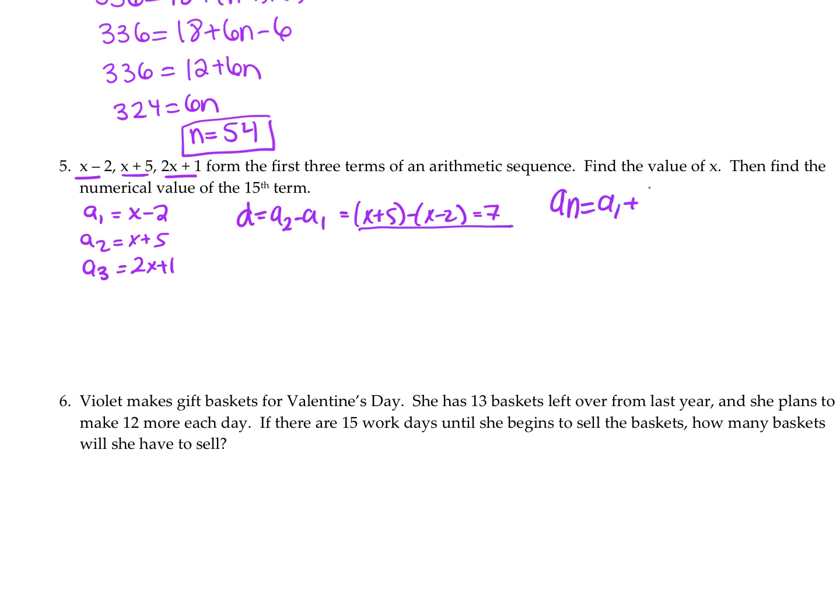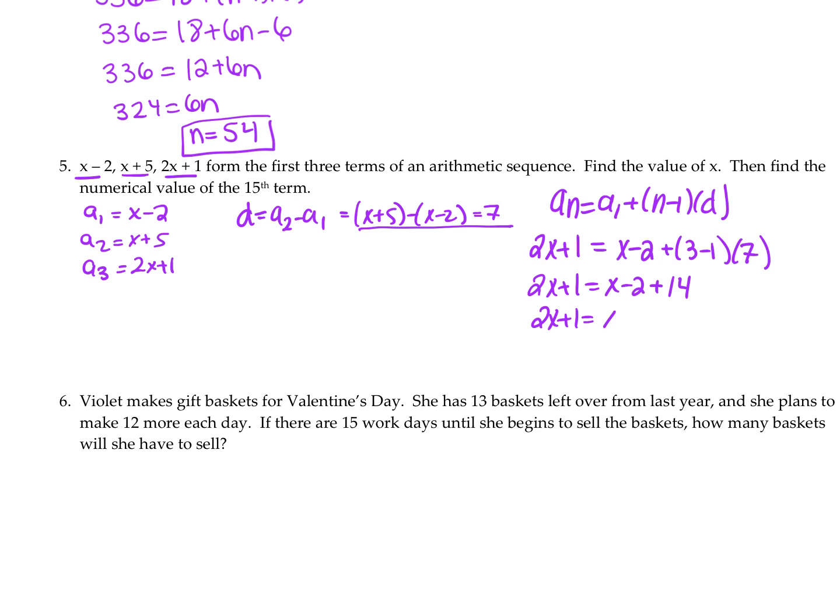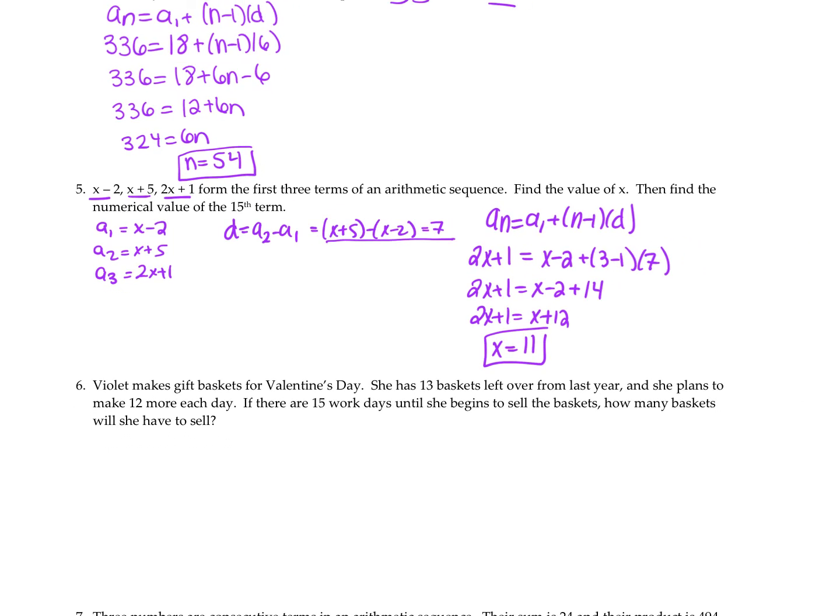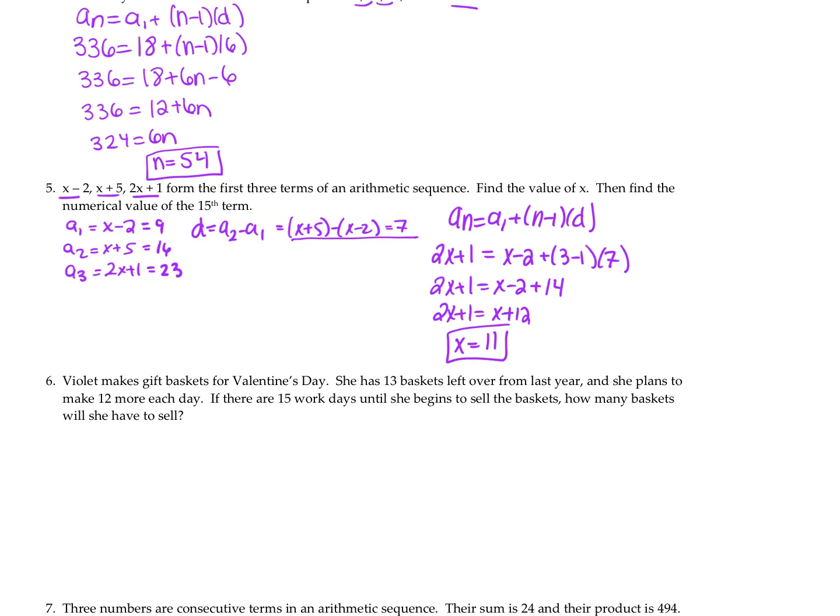into my explicit formula. And so if I know the third term, and I know the first term, and I know the common difference, I can solve for x. And so I get that x equals 11. All right, so if x equals 11, that means a1 is 9, a2 is 16, and a3 is 23. So it means I'm going up by 7s, which I knew already.